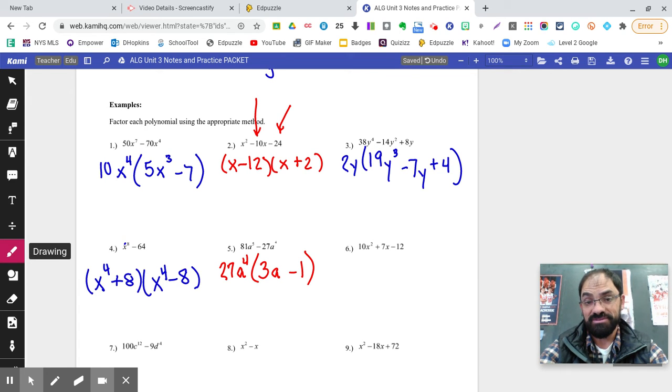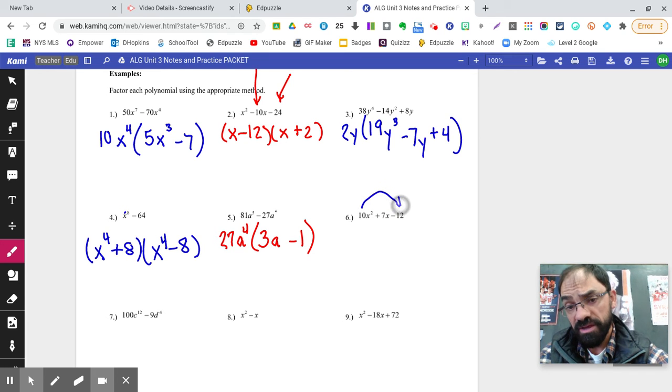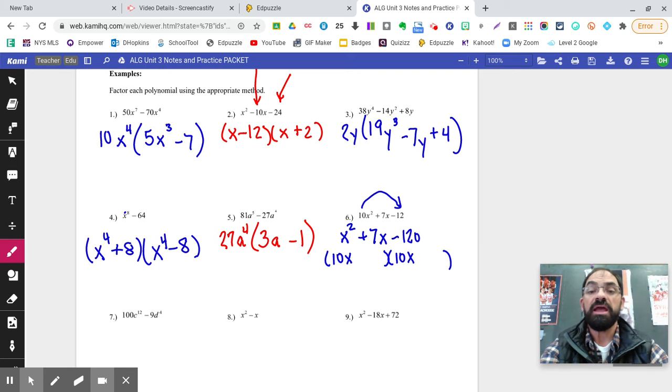Number 6, there is no GCF between 10, 7, and 12. There's no GCF between the x squared, x, and the constant, which doesn't even have an x. So when I have a trinomial with a leading coefficient other than 1, remember I multiply that to the end. I put that 10x at the beginning of each of my factors. And then I'm going to find factors of negative 120 that add to get the middle term, 7.